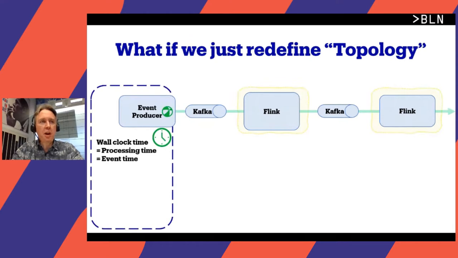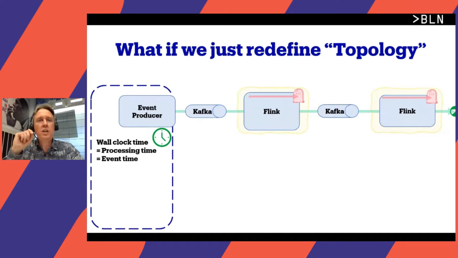And at the start of the pipeline, it is important to realize that wall clock time, processing time, and event time are all the same. So the events are created in the producing system, whether it's a sensor or a website or whatever, with the time of the machine at that moment. And then when it goes through the pipeline, we will create each time a watermark that goes with it through the flow within the Flink topology, and then is thrown away. Then the data goes into Kafka again, and we repeat that in the final step.